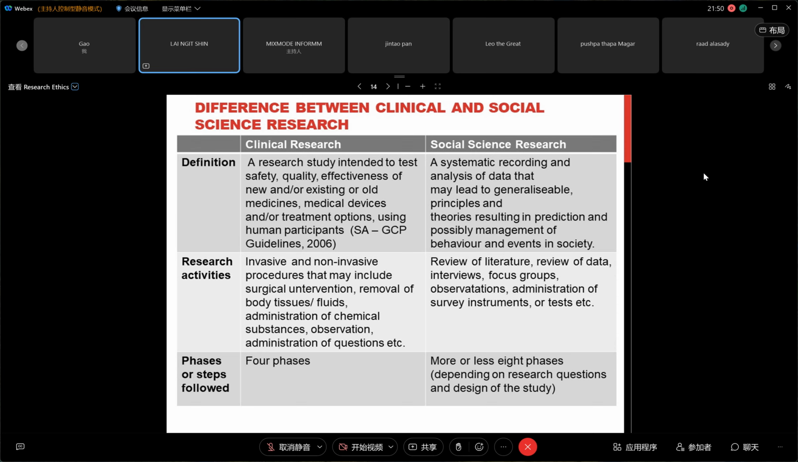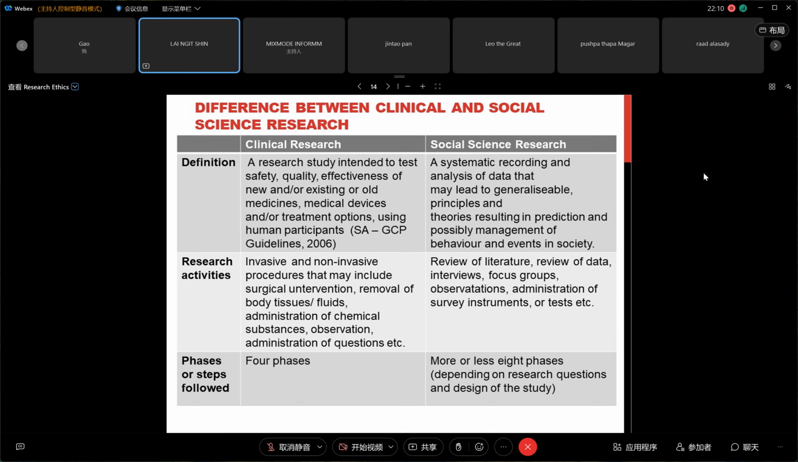and ask you to fill out things, what you're feeling, all this kind of thing, from a different group, lots of people. And review of literature, review of data, interview, focus group observation, administration, and survey instrument or test. More or less eight phases, which will depend on the research question and design of the study.